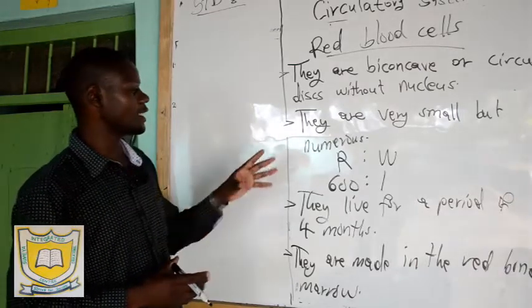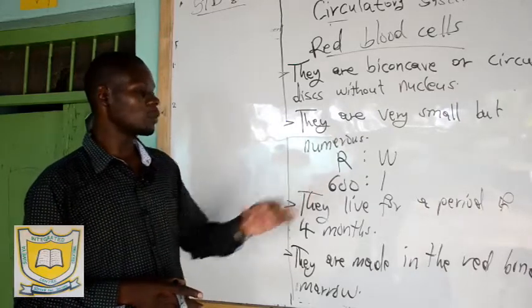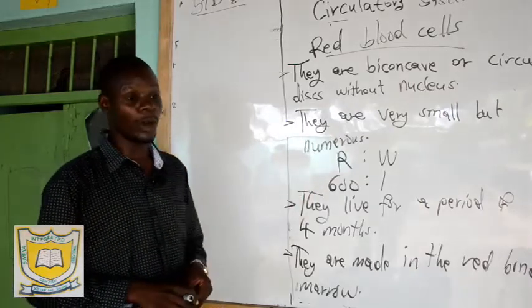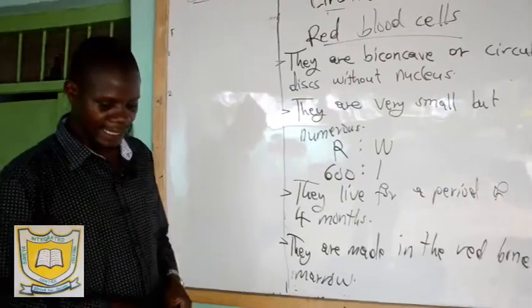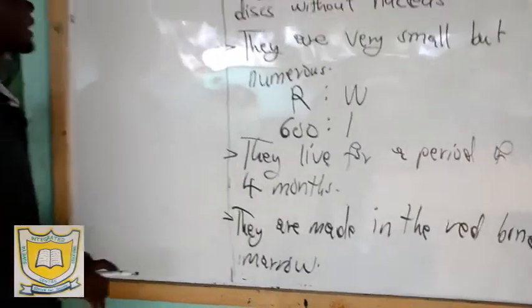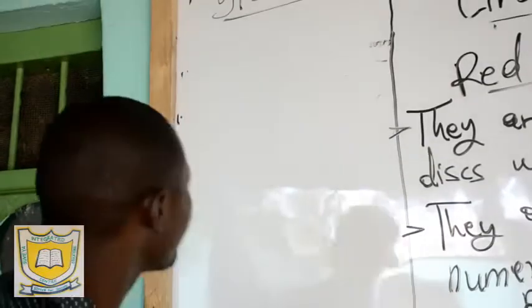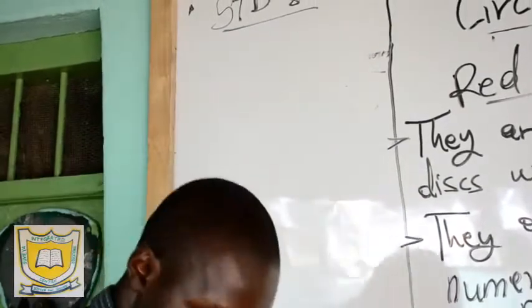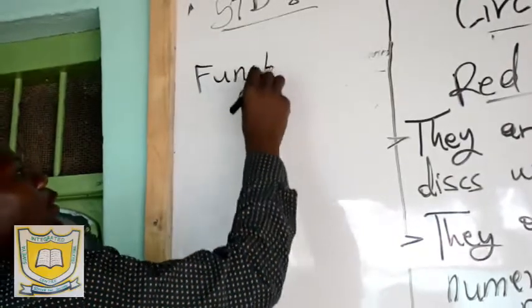Now ratio wise, as compared to white blood cells, you find that red blood cells to white blood cells is 600 to 1. And lastly, we say that they are made in the red bone marrow. Now, what are the functions of red blood cells? What is their function?